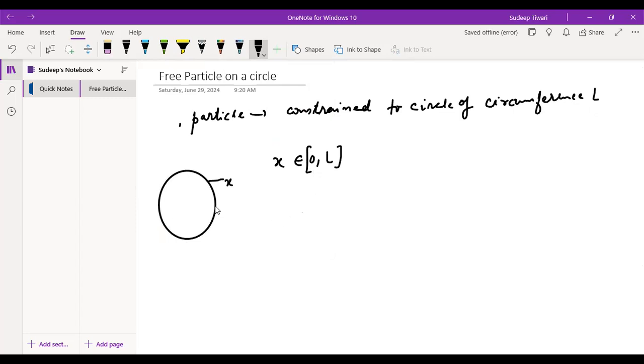And what is the quality of a circle? That if I start from here and make a complete circle, I'll end here. So additionally, we should remember that x should be equal to x plus L. Any quantity I write should have a periodicity. So the wave function must follow this periodicity, that is, psi of x should be equal to psi of x plus L. Psi must follow this kind of periodicity.